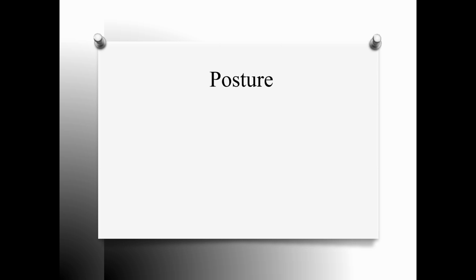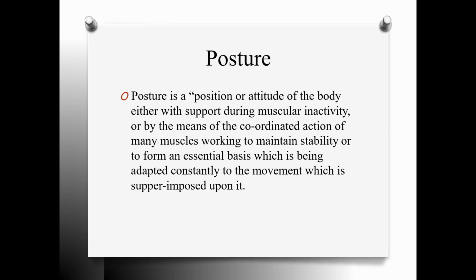So continuing our lecture on posture, we'll have a brief revision and then we'll start further looking into the neural mechanism of posture. So the first thing, what is a posture? For that we saw posture is a position or attitude of the body either with support during muscular inactivity or by the means of coordinated action of many muscles working to maintain stability or to form an essential basis which is being adapted constantly to the movement which is superimposed upon it.